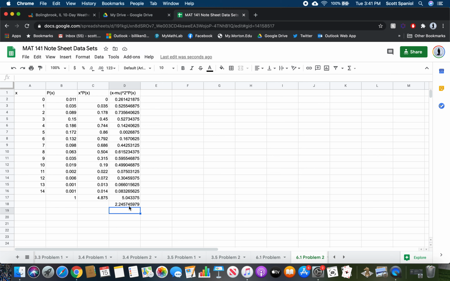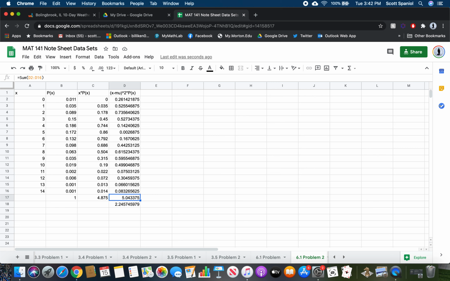Okay, so we've got the mean is 4.875. The standard deviation is 2.246. One other thing: to get the variance, this number right here is the variance, right? It's the square of the standard deviation, 5.043. So if this is the square root, then the number we took the square root of is the variance.